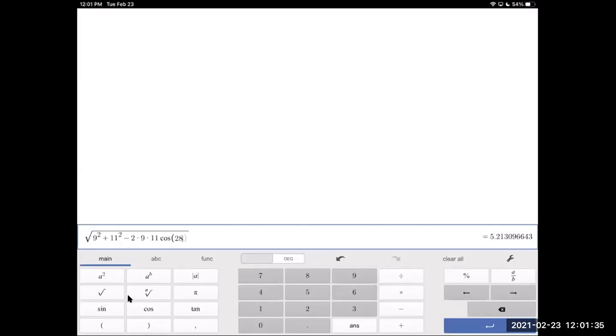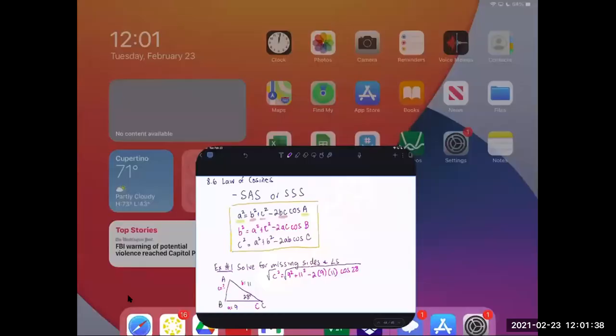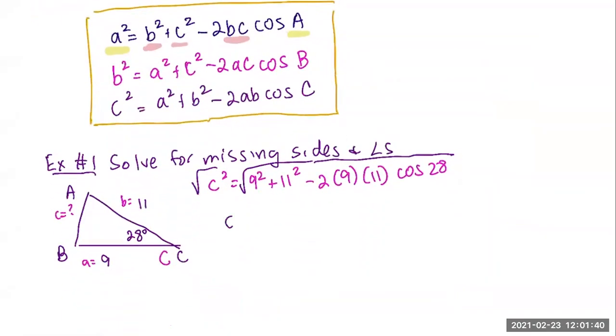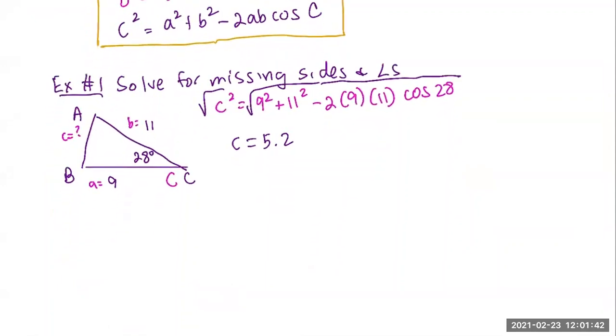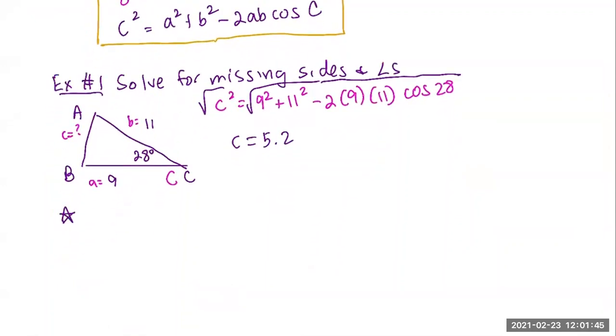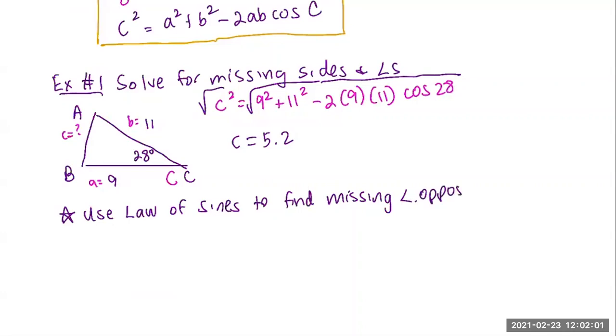Let me go back now to here. C is equal to 5.2. Okay, there's going to be a recommendation here. You're going to use law of sines from here to find an angle. And you're going to specifically start with the side that's opposite the smaller, or sorry, find the angle opposite the smaller side.